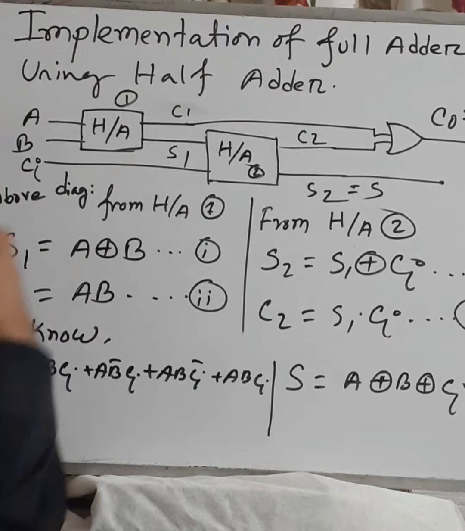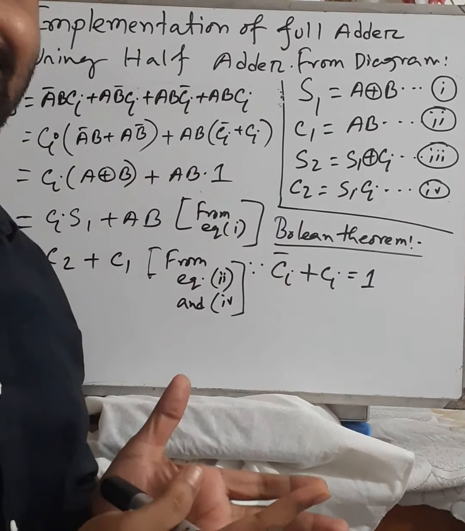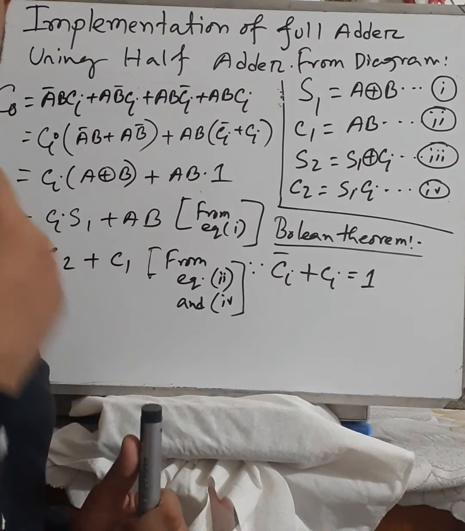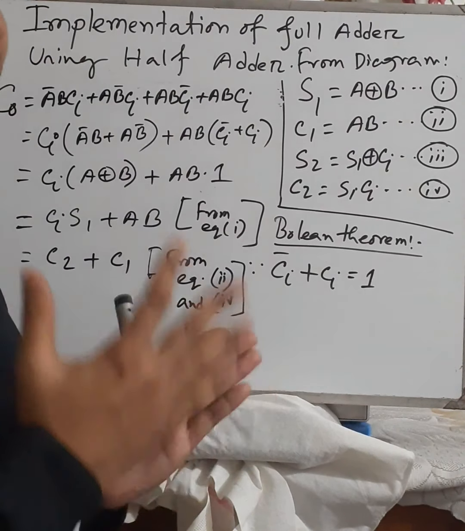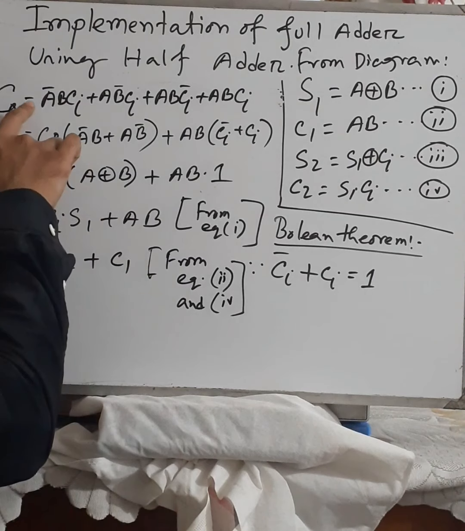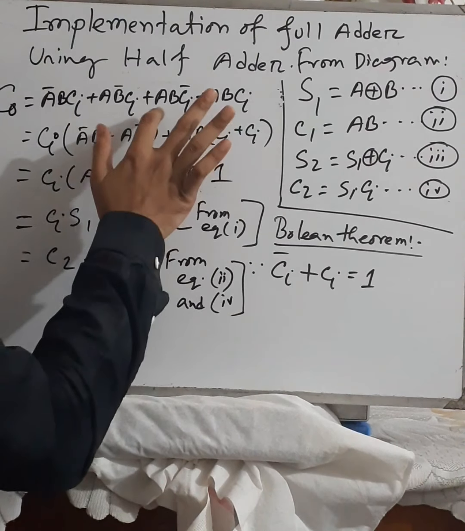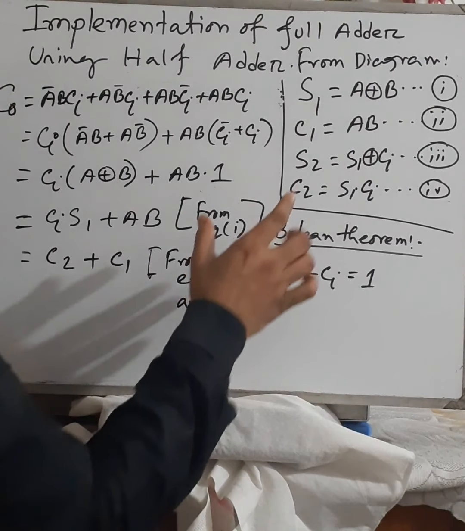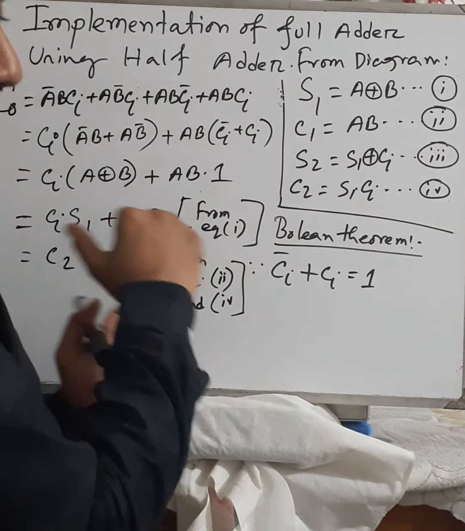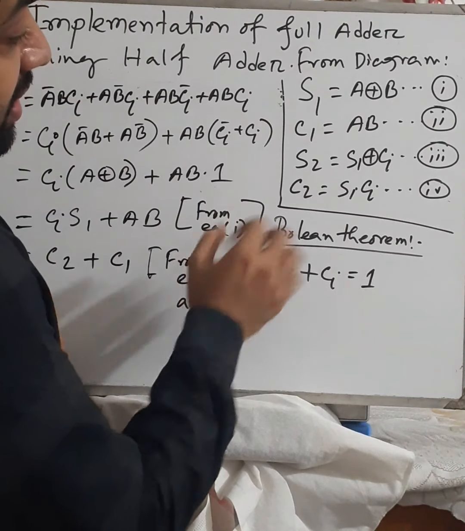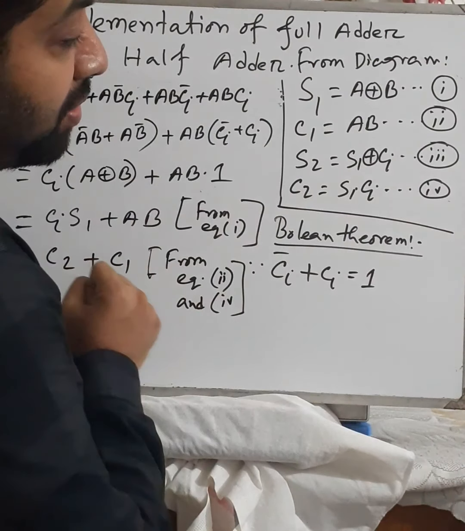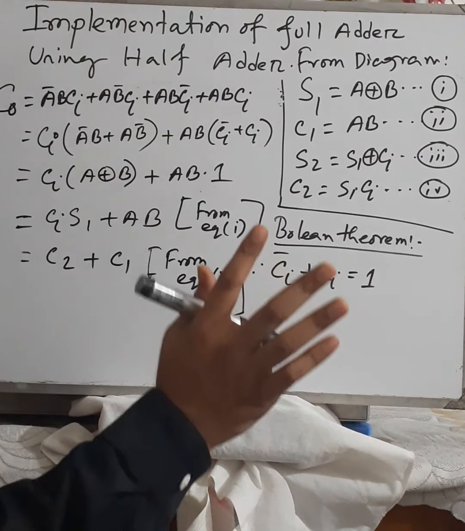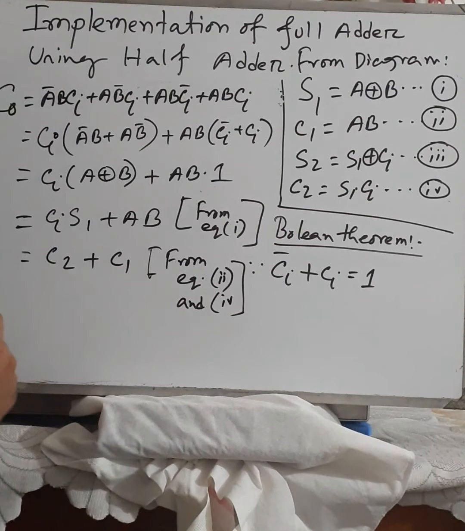Okay, let's continue with the sum and carry equations of the full adder: sum equals A exclusive-OR B exclusive-OR Ci, and carry output equals A bar B Ci plus A B bar Ci plus A B Ci bar plus A B Ci. Now, I showed you in my previous part of the lecture the four equations we have from the diagram, 1, 2, 3, 4. So this part of the proof I'm going to show you.